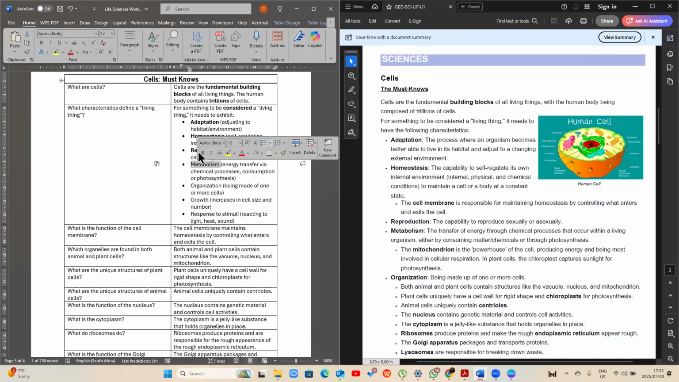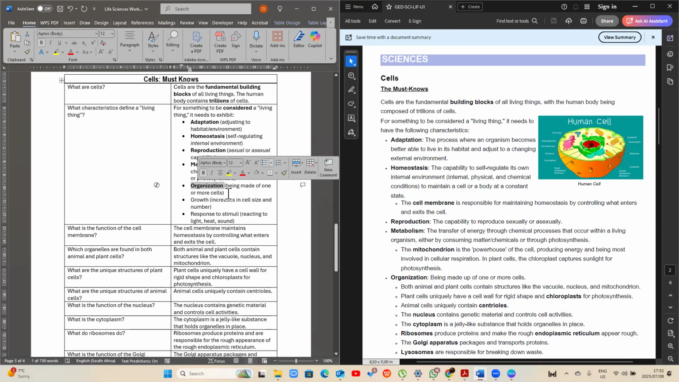Living organisms also need to be able to metabolize. Metabolism is when energy is transferred through chemical processes. For example, when we eat bread, the energy from that bread is going to be transferred through chemicals in our bodies that will allow us to then move and speak. And this is where metabolism comes in. When we consume food, it gives us energy.